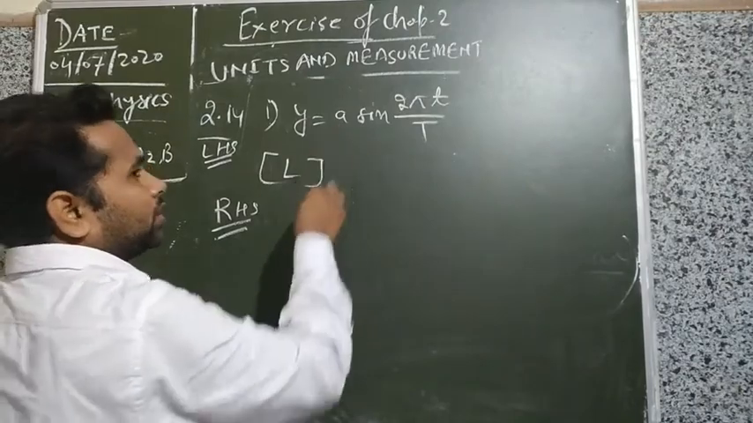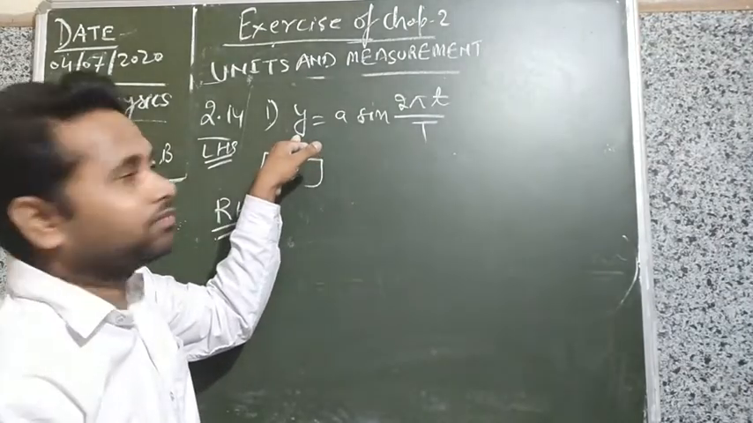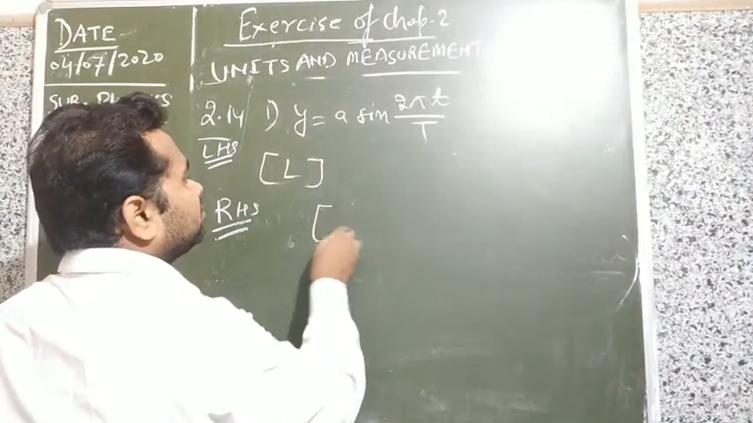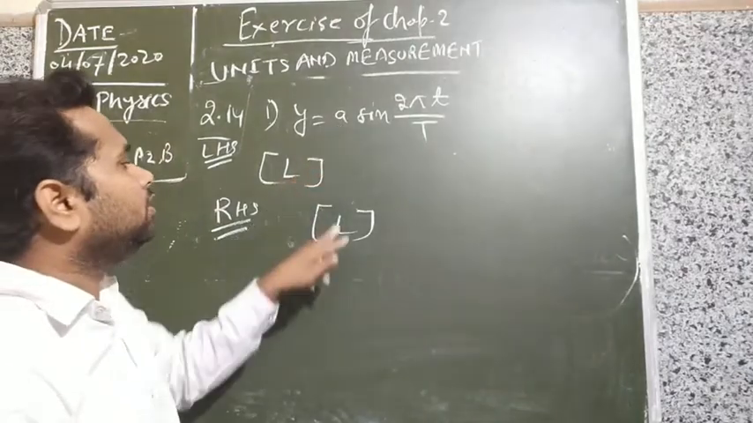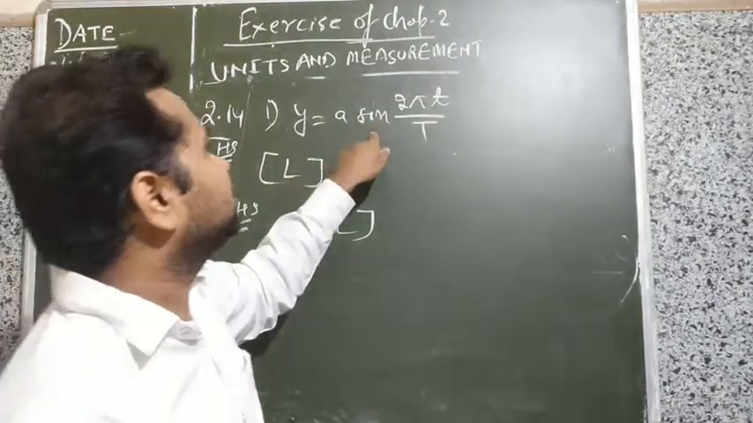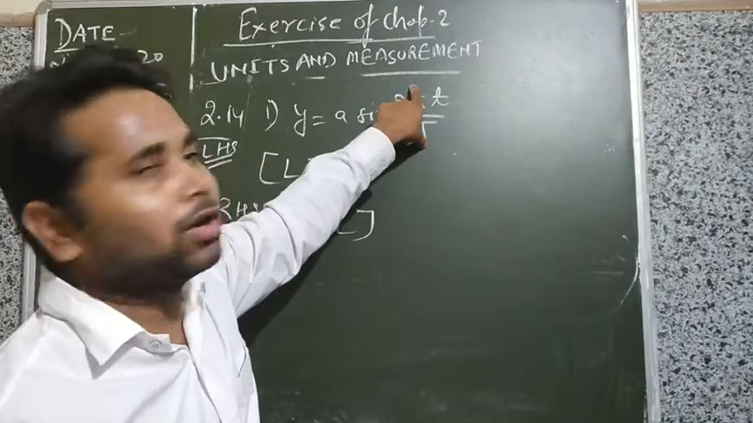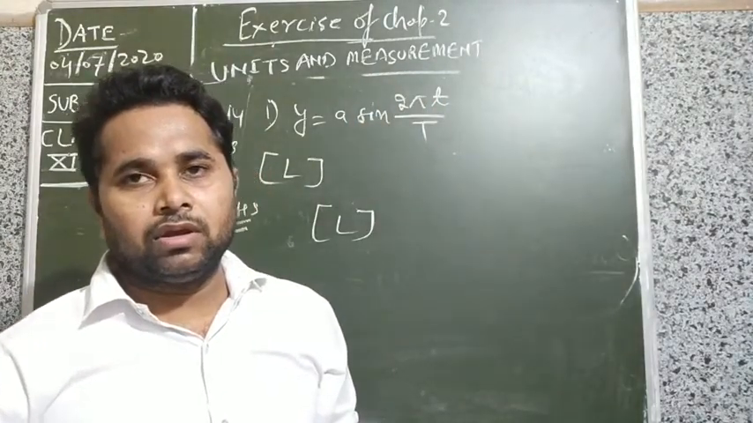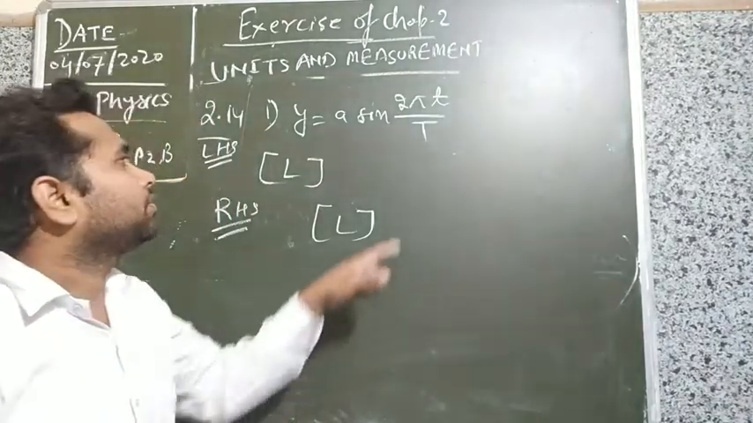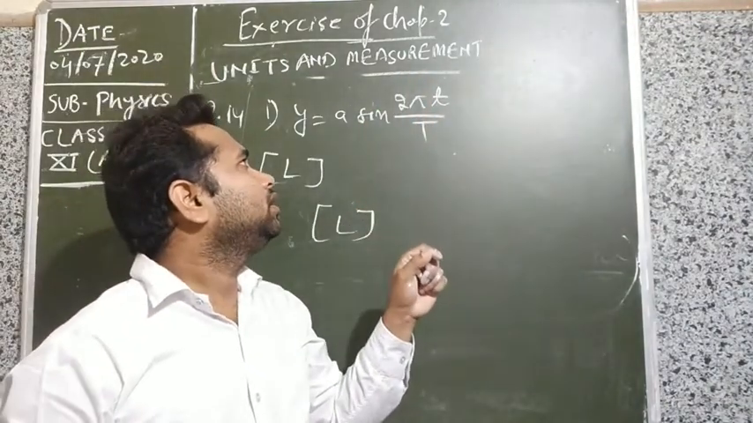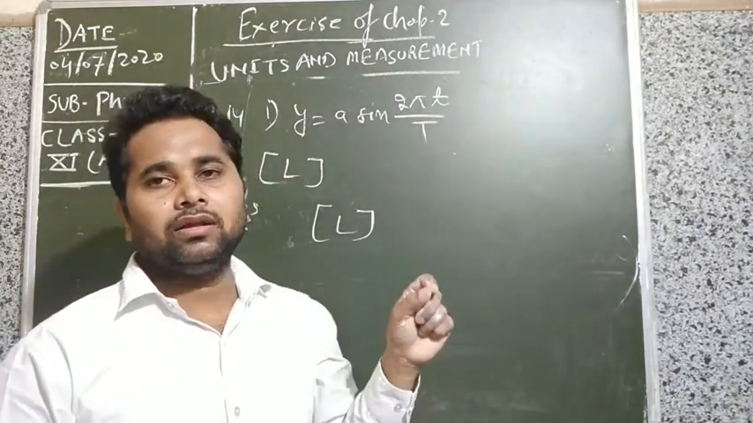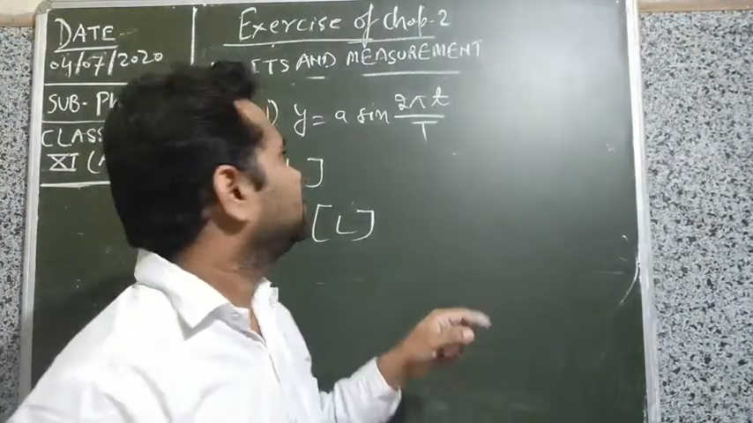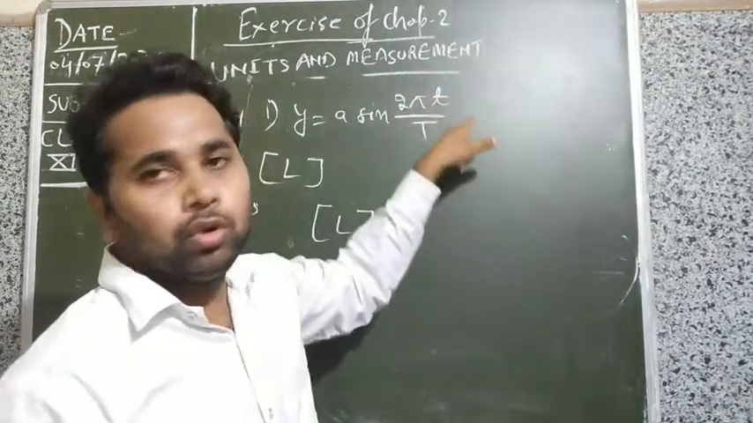This is amplitude, and this is displacement at the time t, small t. So on the right hand side, for A it is L, and you know that this is sine and this portion is called the argument of the sine. Argument means angle. You know that the angle is a dimensionless quantity. It has no dimension, so it should have no dimension.